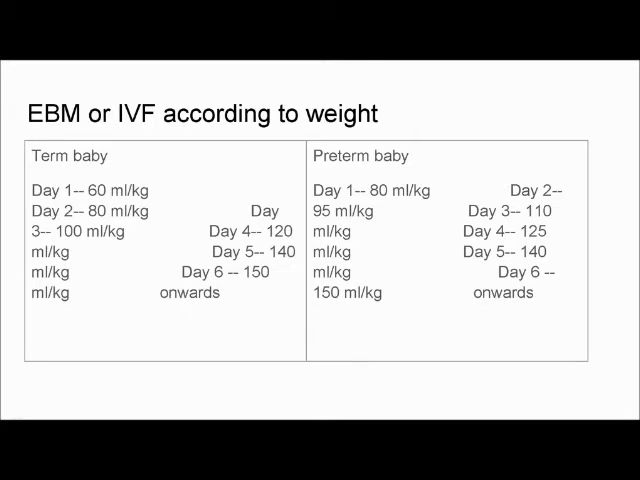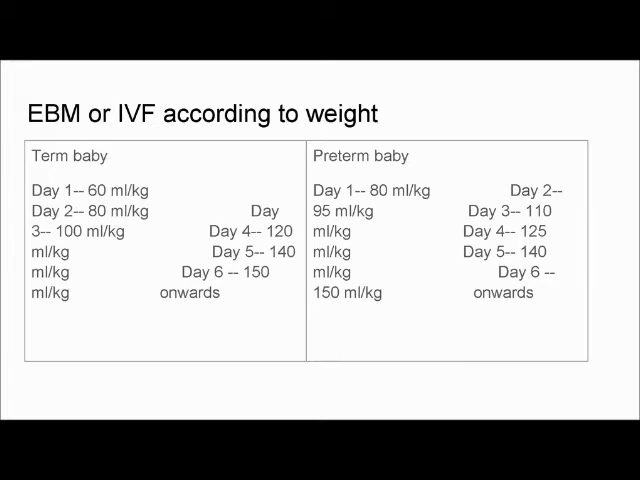Let us discuss the IV fluid or expressed breast milk by OG feed according to weight. In term baby, it should be on day 1 60 ml per kg, on day 2 80, on day 3 100, on day 4 120 ml per kg, on day 5 140, and on day 6 150 ml per kg onwards.